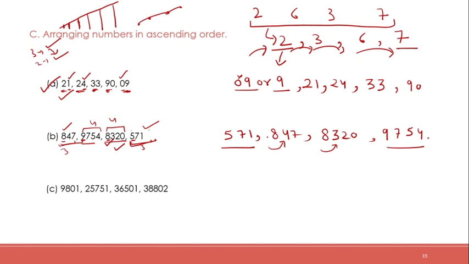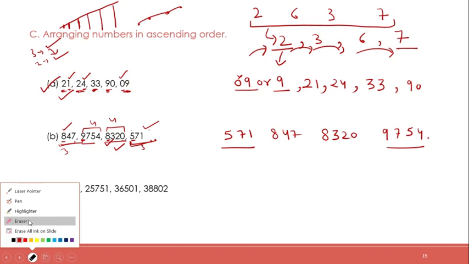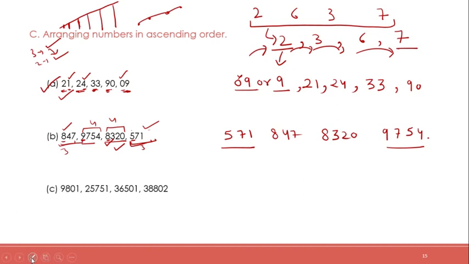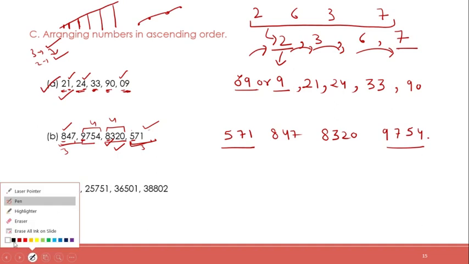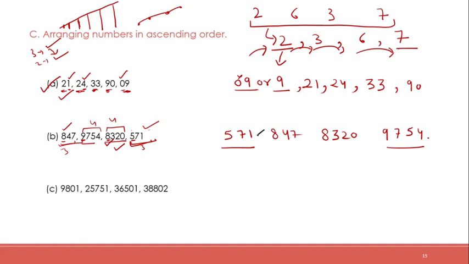Got it? And we can also mark it like this. This is the smallest. That means this number is smaller than this number, and this number is smaller than this number, and this number is smaller than this number. I hope you know these signs. If not, let me explain it in just a second.